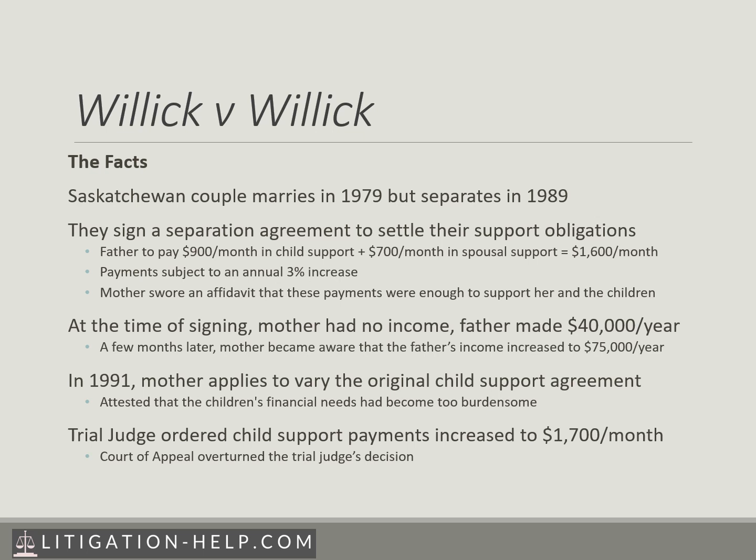So the trial judge decided that that variation would be granted, and the child support payments were increased to $850 per child per month, so about $1,700 a month in total just in child support. And when the husband appealed to the Court of Appeal, that court ended up overturning the trial judge's decision and basically restoring the original child support agreement. And the wife ended up appealing this decision to the Supreme Court of Canada.